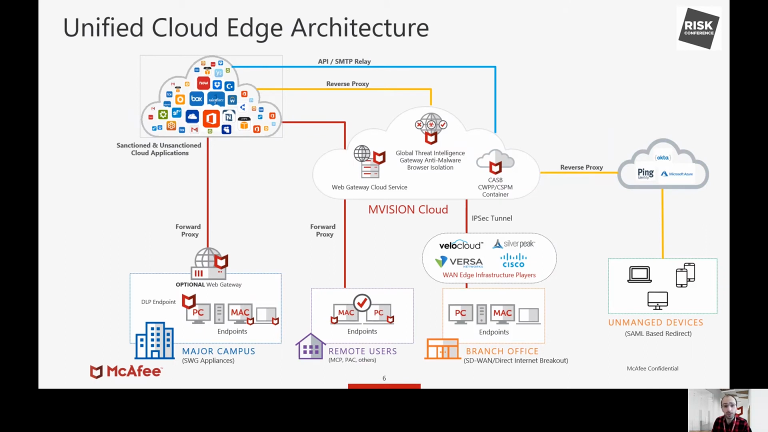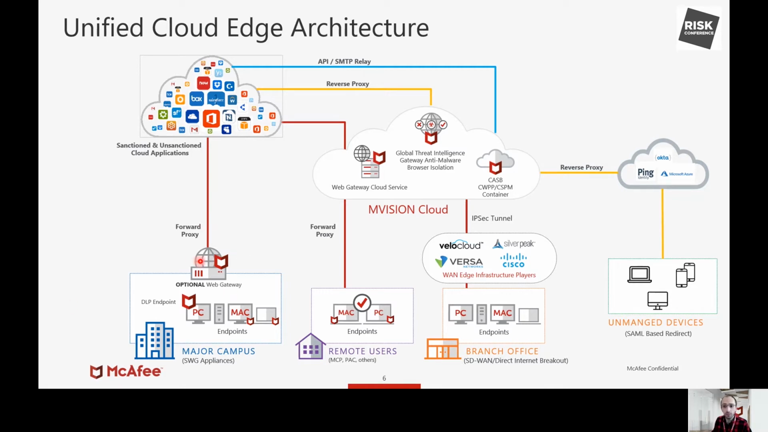This map shows you the overall picture of UCE, starting at the bottom left and going towards the right. You can see different types of organizations that will use UCE in a specific way. We start off with the enterprise or the major campuses, getting towards the remote users, branch offices, and also unmanaged devices. At the bottom left, we're starting from the campus, where the organization can use McAfee DLP directly on their system, which can also be used in conjunction with the on-premise web gateway.